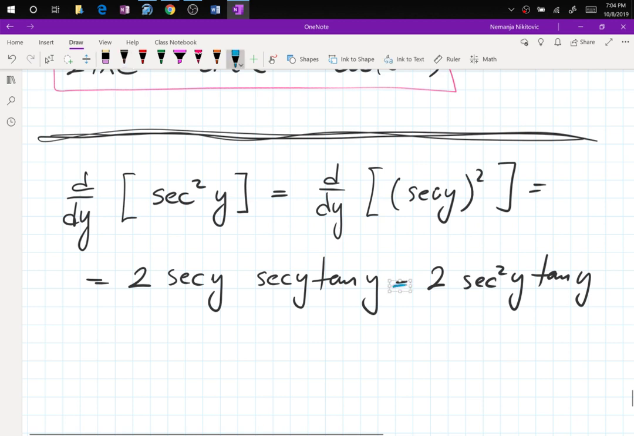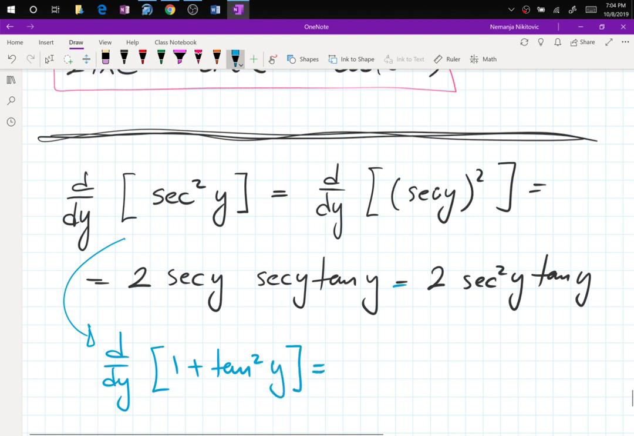Now here's the challenge. Same question. d/dy, convert into 1 plus tangent squared y, and then get the same answer. Do you want us to do the derivative of tangent? Do you want us to use the identity? I use the identity. Secant squared is 1 plus tangent squared. So I already used the identity. You just need to take the derivative.